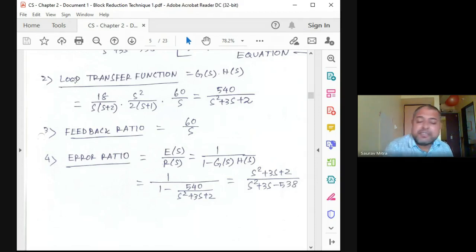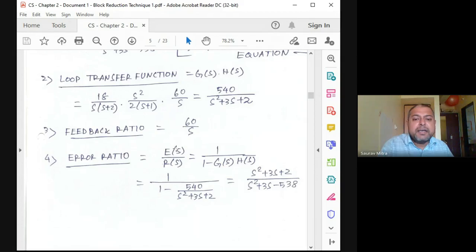Some methods are there, root locus, Bode plot and all these, where this open loop transfer function, GS into HS, will be given to you. And from there you have to predict whether the closed loop system is going to be stable or unstable. So a very important new term we are learning here is GS into HS, which is called OLTF or loop transfer function. So it is 18 by S into (S plus 2). This is the first, G1. This is G2. So multiply G1 and G2. This is G multiplied by HS. So GH is going to be the OLTF.